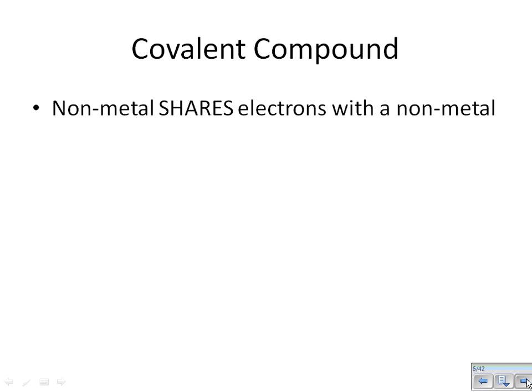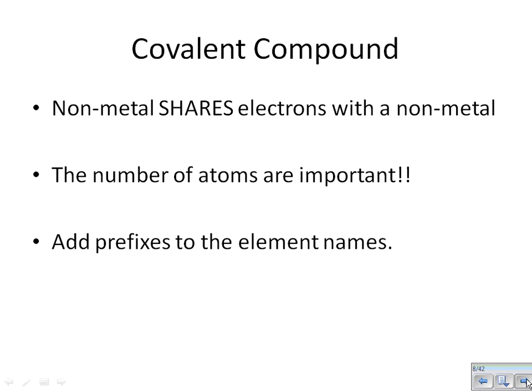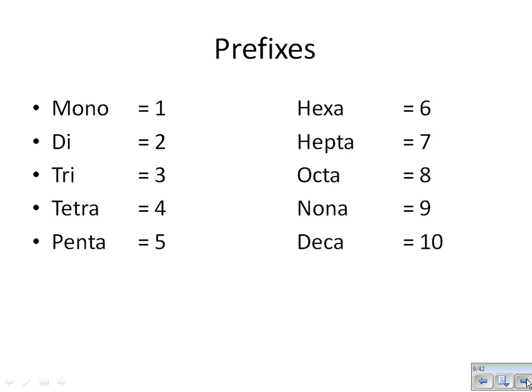Nonmetals share the electrons. We do not have ions formed with a nonmetal. In a covalent compound, we have to pay particular attention to the number of atoms. They are important. They will help us name the compound. We are going to add prefixes to the element names, and those prefixes are as such. 1 is mono, 2 di, 3 tri, 4 tetra, 5 penta, 6 hexa, 7 hepta, 8 octa, 9 nona, and 10 is deca.